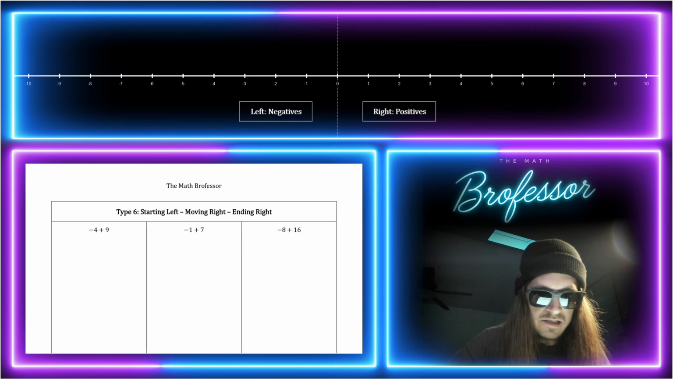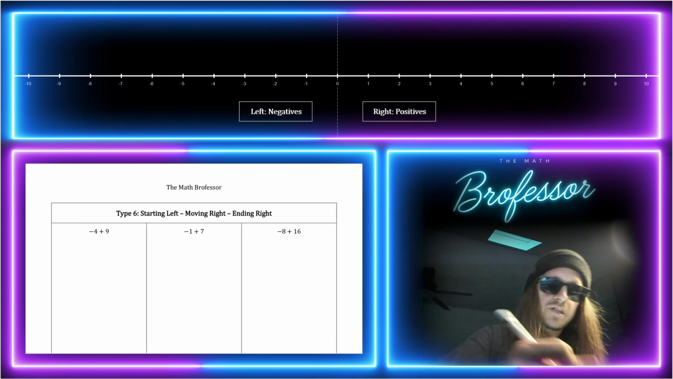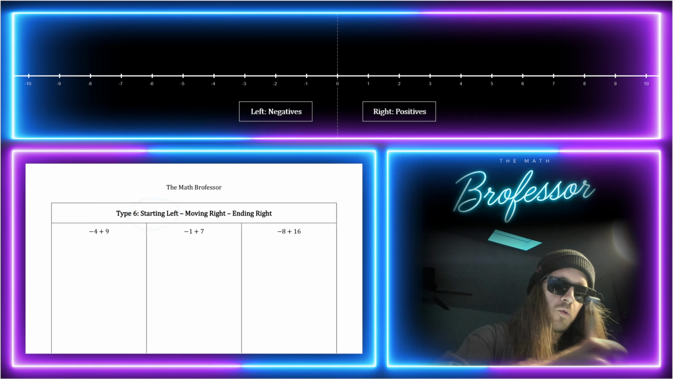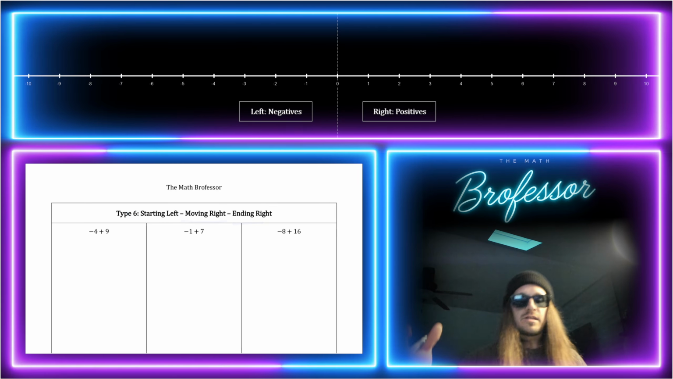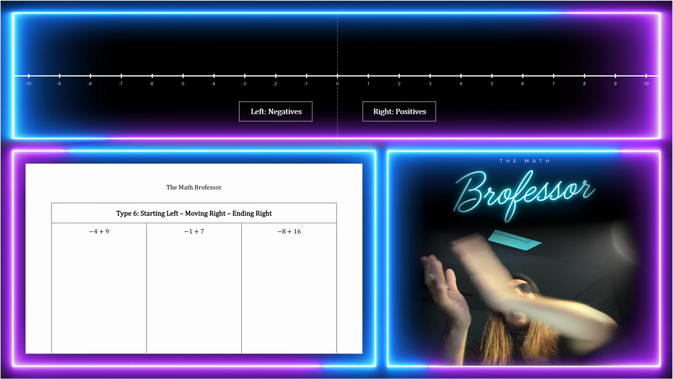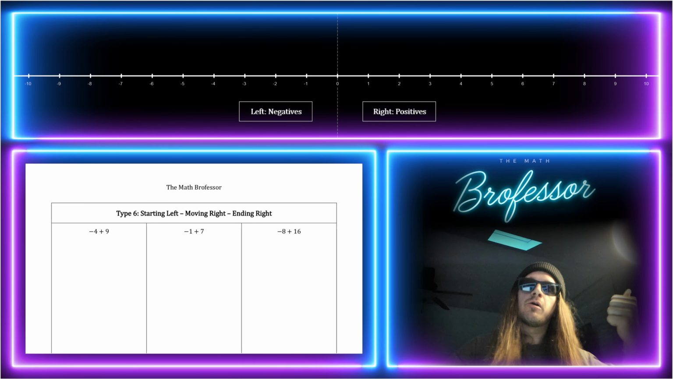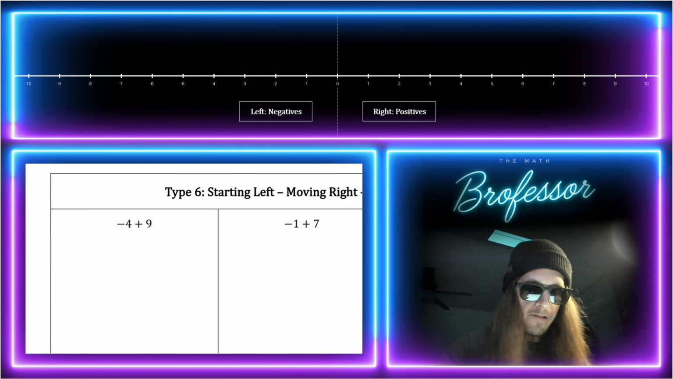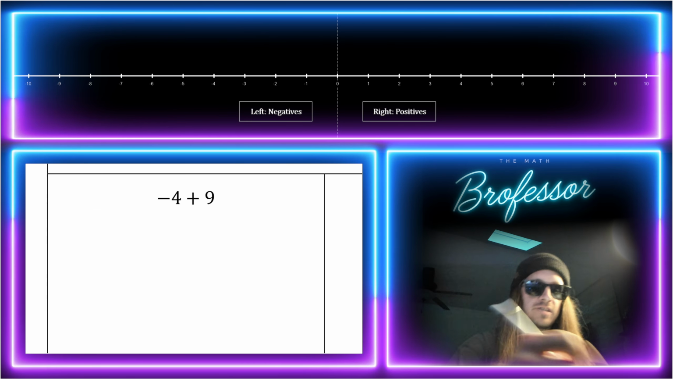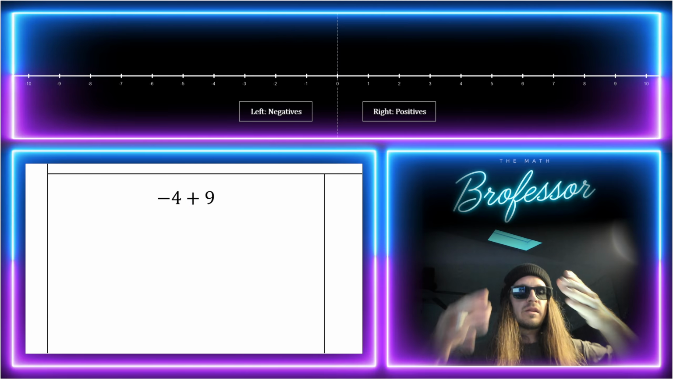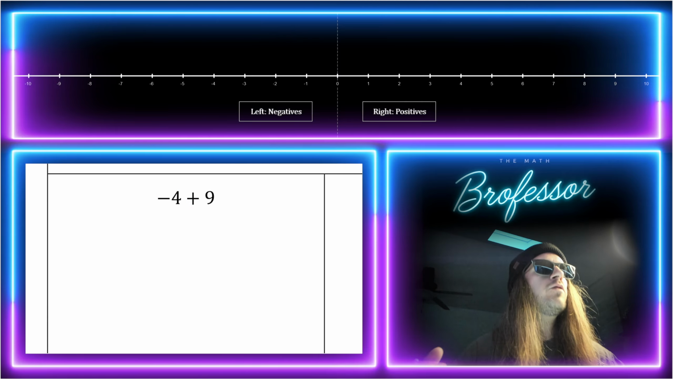Now type 6. Type 6. We're going to start on the left side. We're going to move right, but we're going to end right. So we're starting negative, but we're going to add enough that we cross the 0 and end up in the positives. Starting with negative 4 plus 9. So start on negative 4 on the number line. Add 9. Move 9 units to the right. Where do we end up?